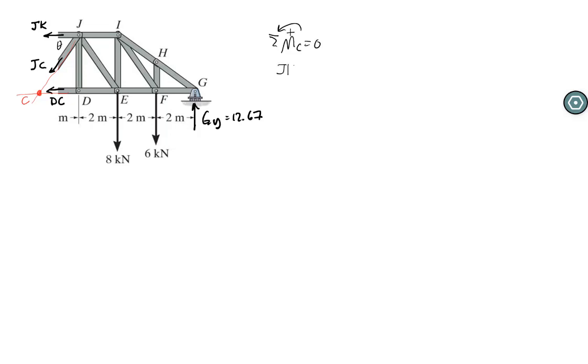So I have JK times my lever arm of 3. This is a height of 3. It doesn't show up on this picture. Minus 8 times 6. I beg your pardon, that's 4. Minus 6 times 6 plus GY times 8 equals 0.